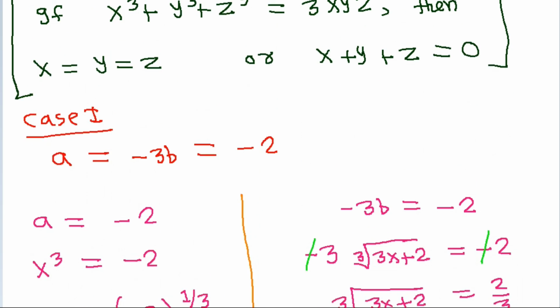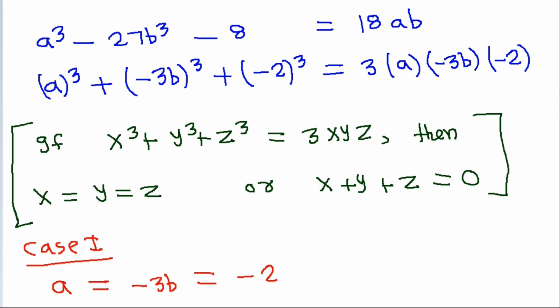And in case 2, x plus y plus z is equal to 0, where x is a, y is minus 3b, and z is minus 2.